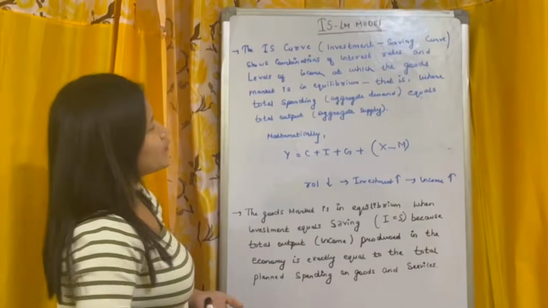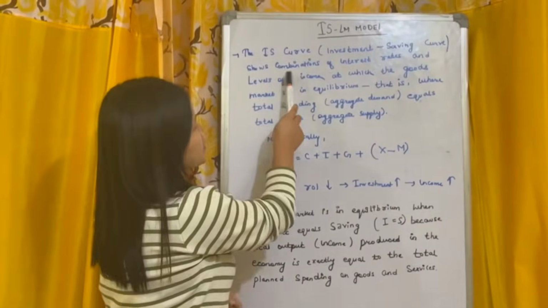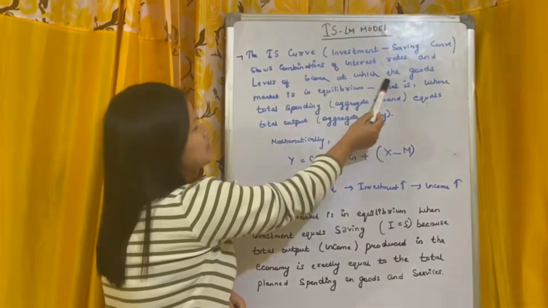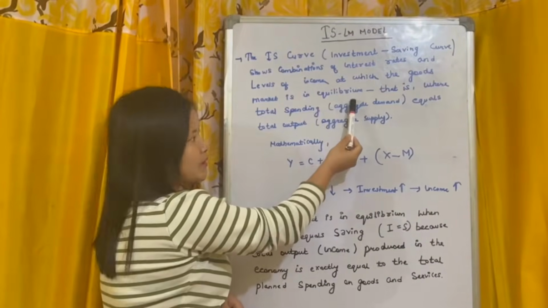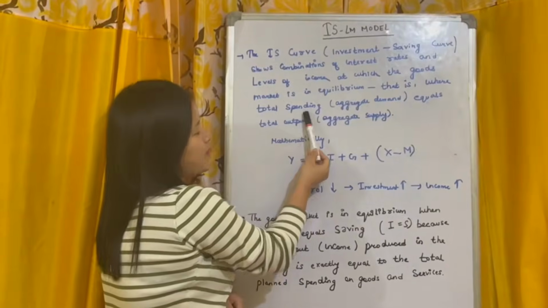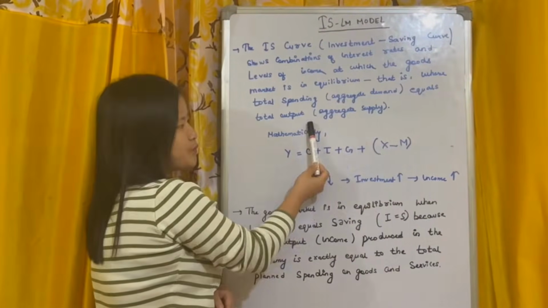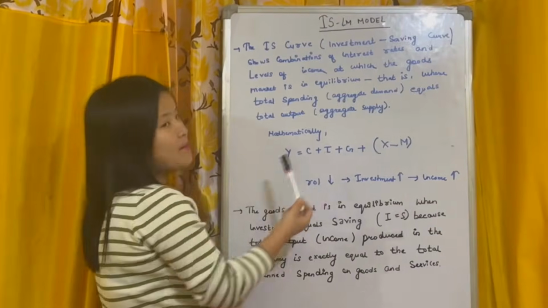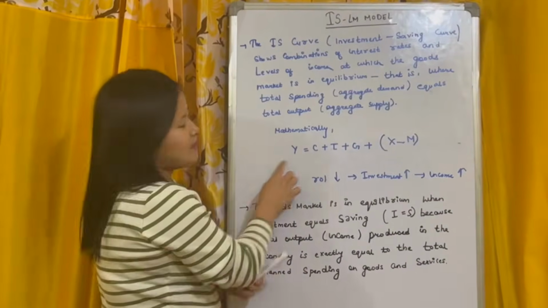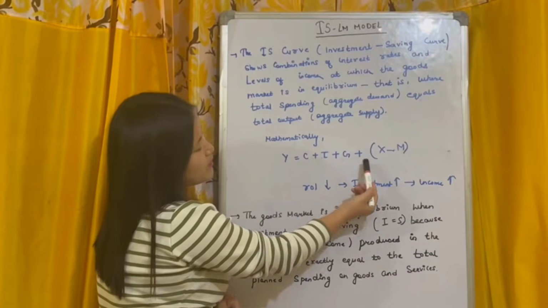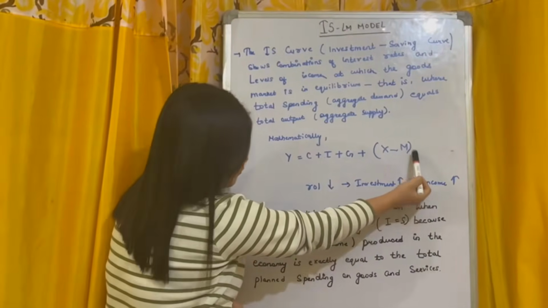Now, the IS curve, investment saving curve, shows combinations of interest rates and levels of income at which the goods market is in equilibrium, that is, where total spending, aggregate demand, equals total output, aggregate supply. Mathematically, we know that income equals consumption plus investment plus government spending plus exports minus imports.